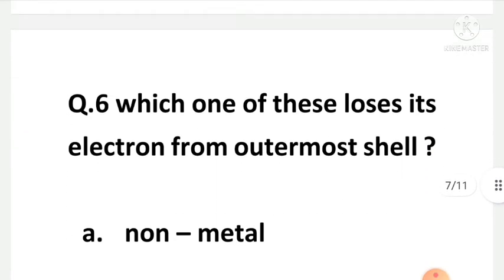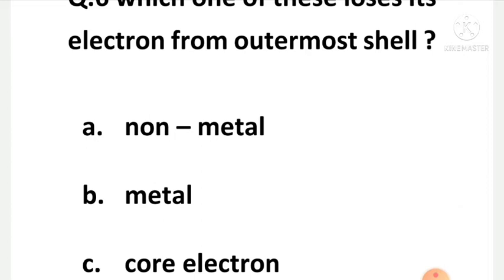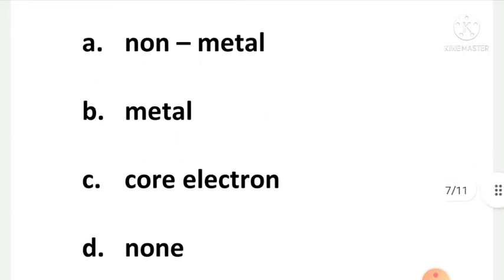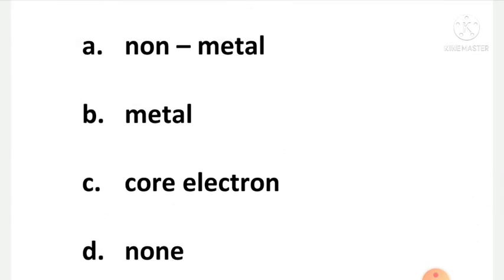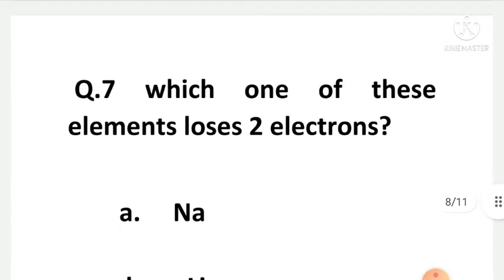Now see the next question. Question number 6. Which one of these loses its electron from the outermost shell? Here one of the given options must be capable of losing an electron from the outermost shell. A. Non-metal, B. Metal, C. 4 electron, D. None. So we have to observe the question and the given options, then calculate the correct answer. Now we see the next question.